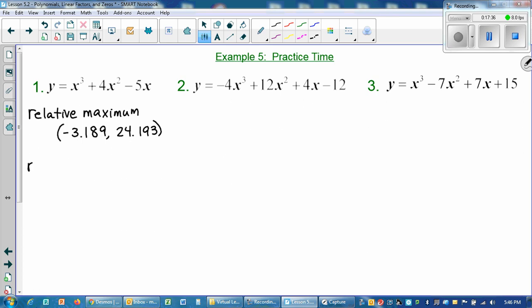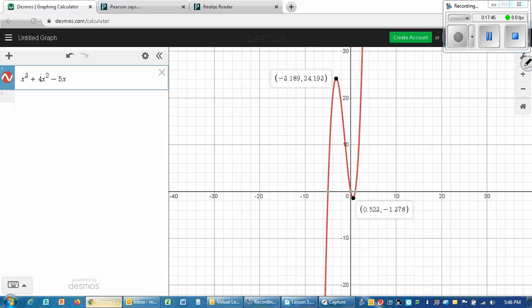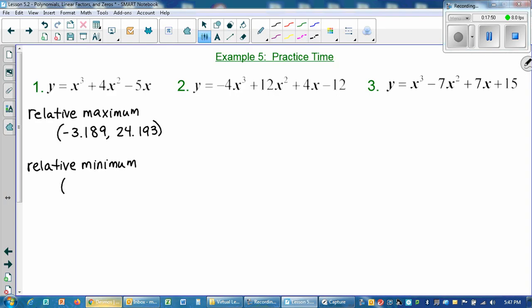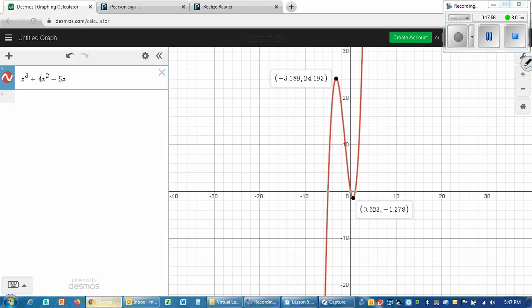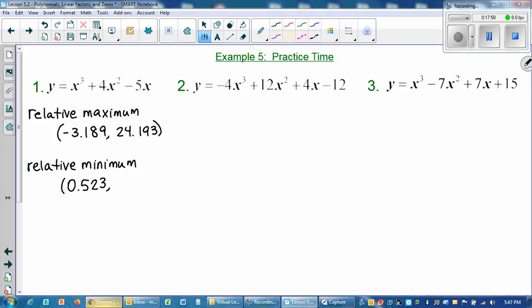And my relative minimum is at 0.523 and negative 1.378.